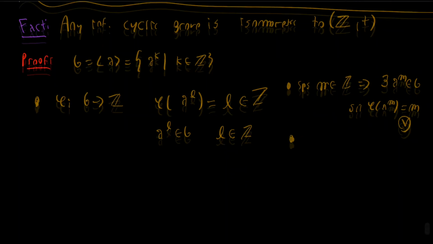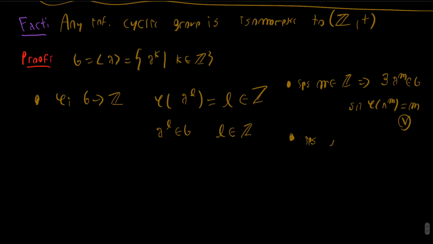For injectivity, on the other hand, we're going to suppose that there exist, for example, L and L tilde, such that phi of a to the L is equal to phi of a to the L tilde. I'm going to call this big L.